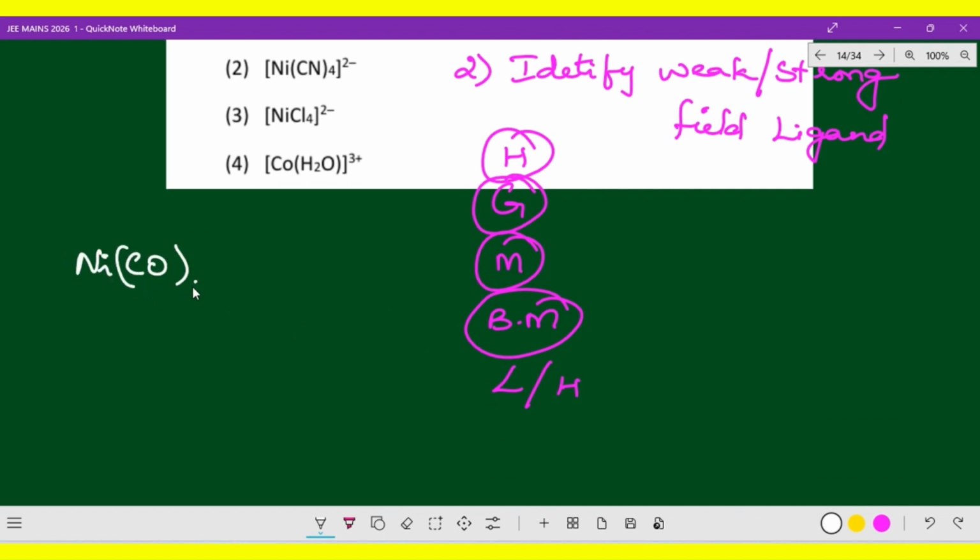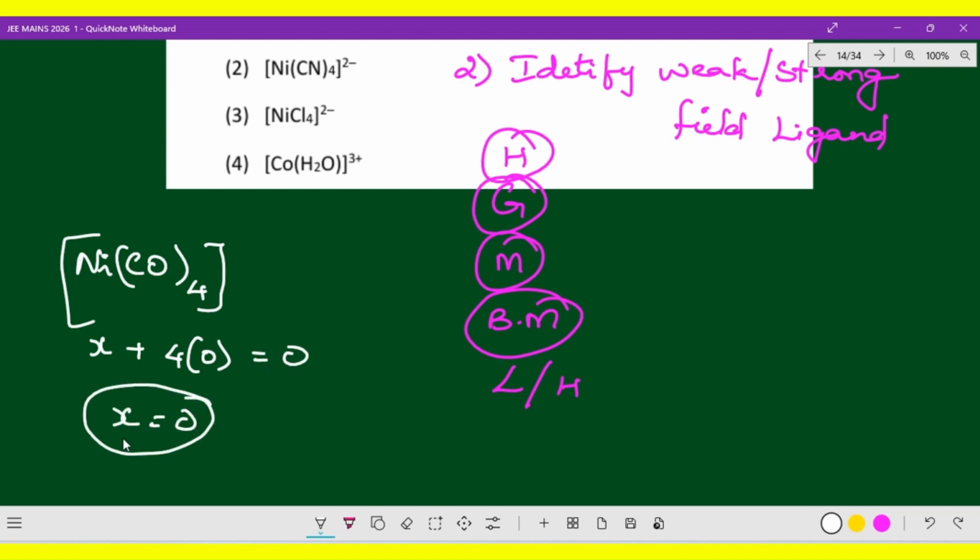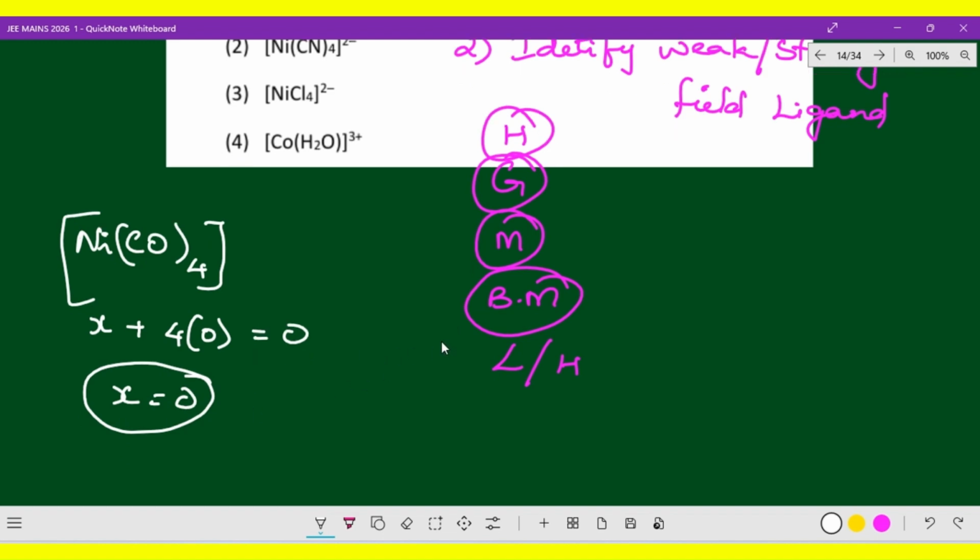Ni(CO)4. They did not mention any charge here, so the complex is at 0. Here carbonyl is a neutral ligand with oxidation state 0. For nickel we have to identify the oxidation state: X plus 4 into 0, carbonyl at 0, equals 0. So X equals 0, the oxidation state of nickel is 0. The first point we found.